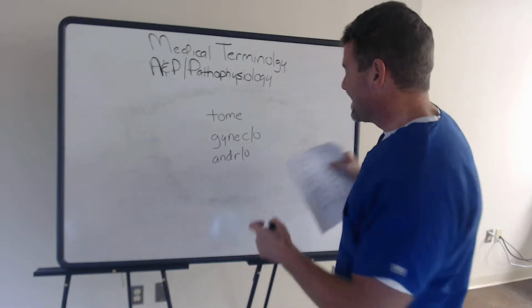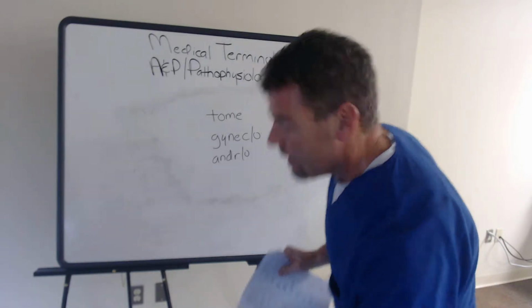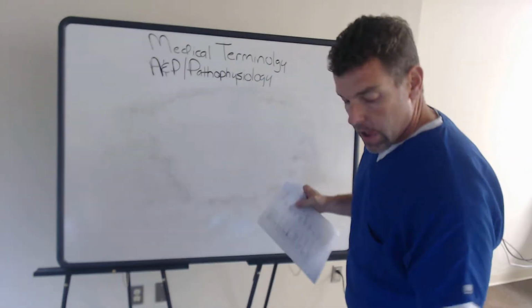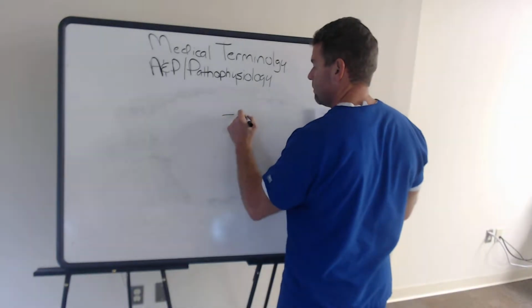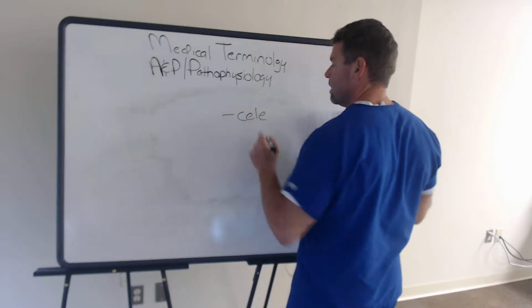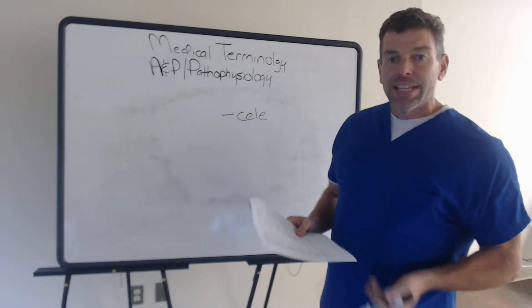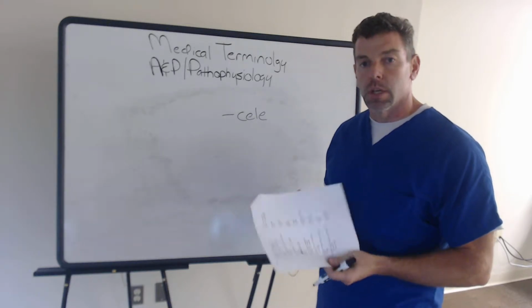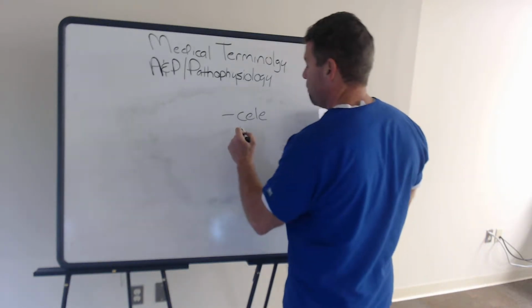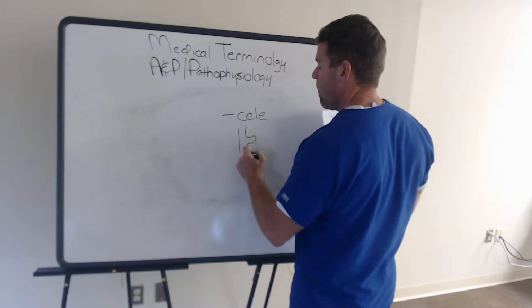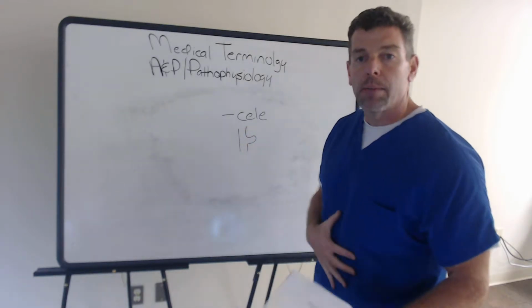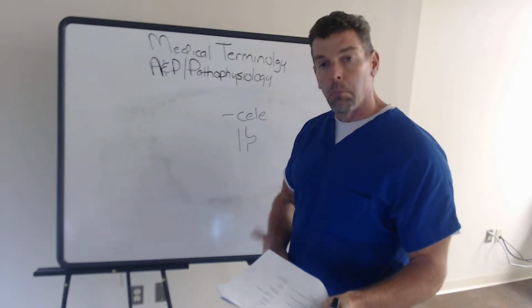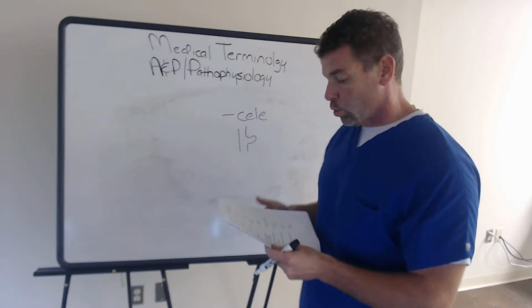The suffix -cele means a hernia, something which is bulging outward. An abdominocele would be a hernia in the abdominal region, a bulging out in the abdominal region.